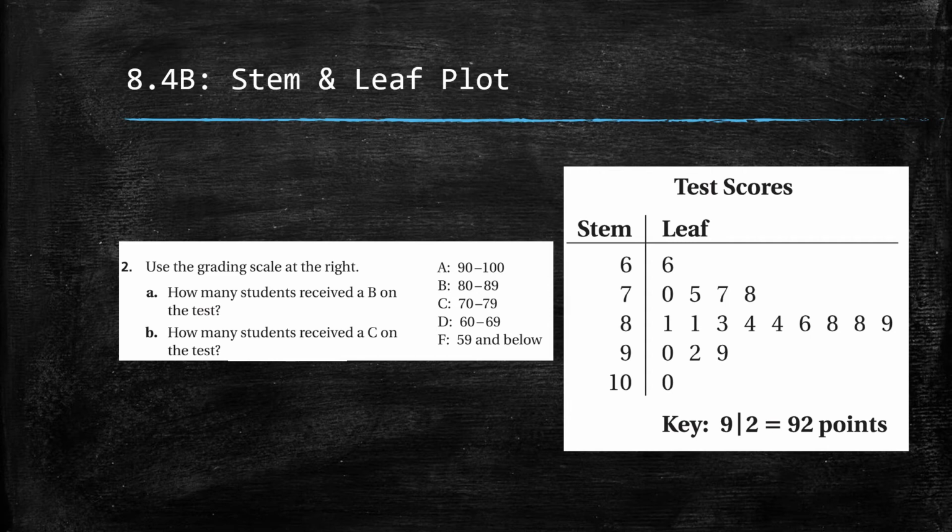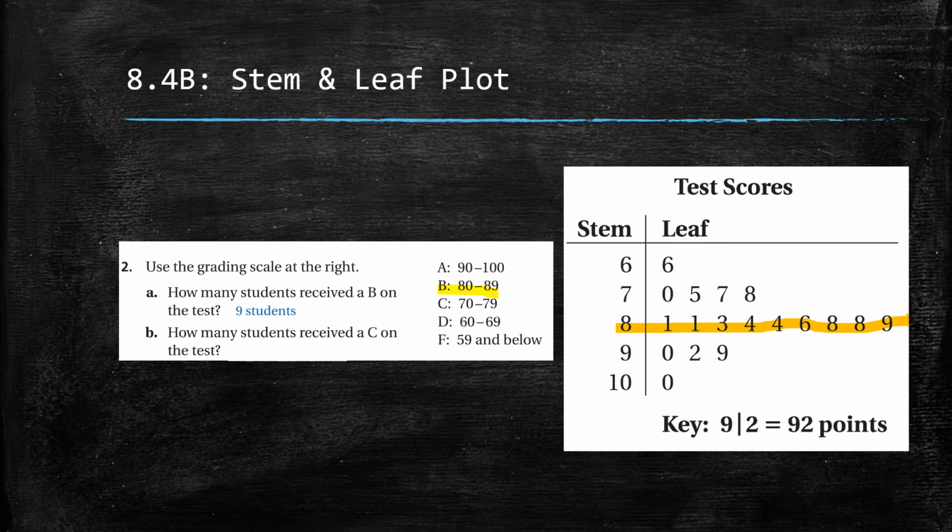All right, how many students received a B on the test? And a B is represented between 80 and 89. And when I look over here, I can see those values right here, and that it represents 9 students.